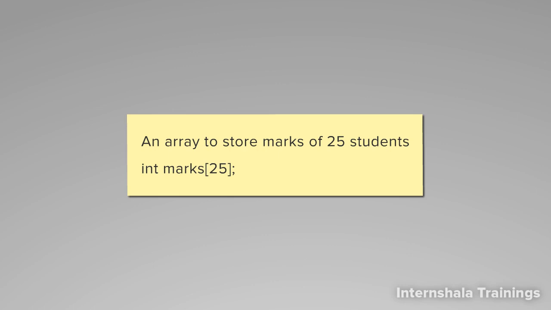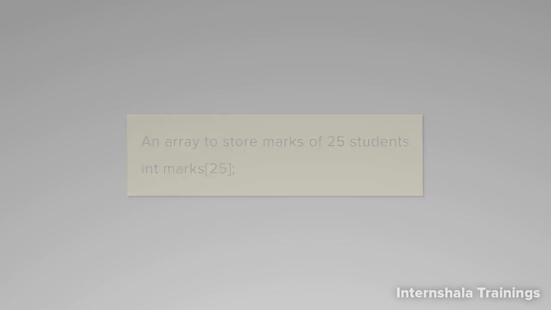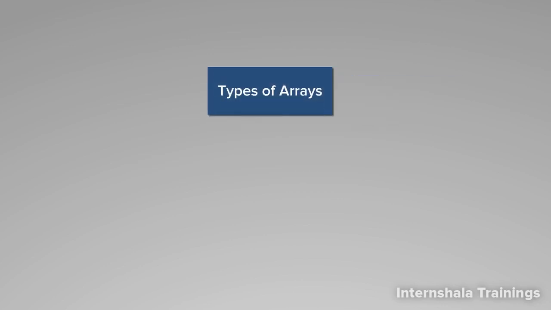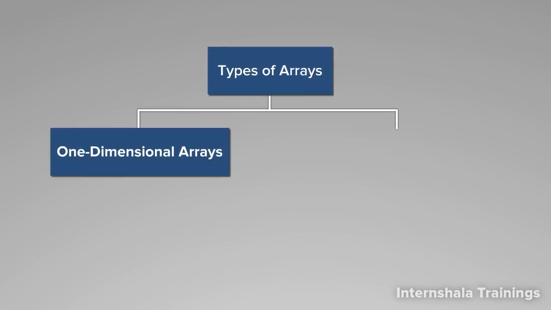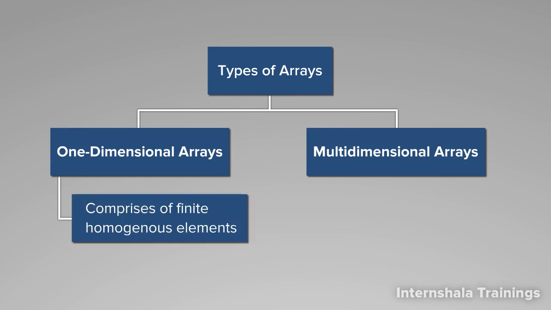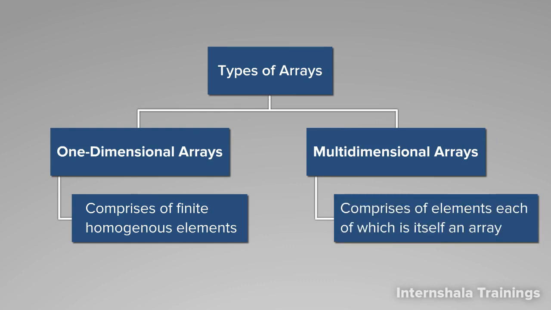In this tutorial, we will learn about arrays. An array is a collection of data that holds fixed number of values of same type. Arrays are of two types, one-dimensional array and multi-dimensional arrays. One-dimensional array comprises of finite homogeneous elements, while a multi-dimensional array comprises of elements each of which is itself an array. In this tutorial, we will discuss one-dimensional arrays only.